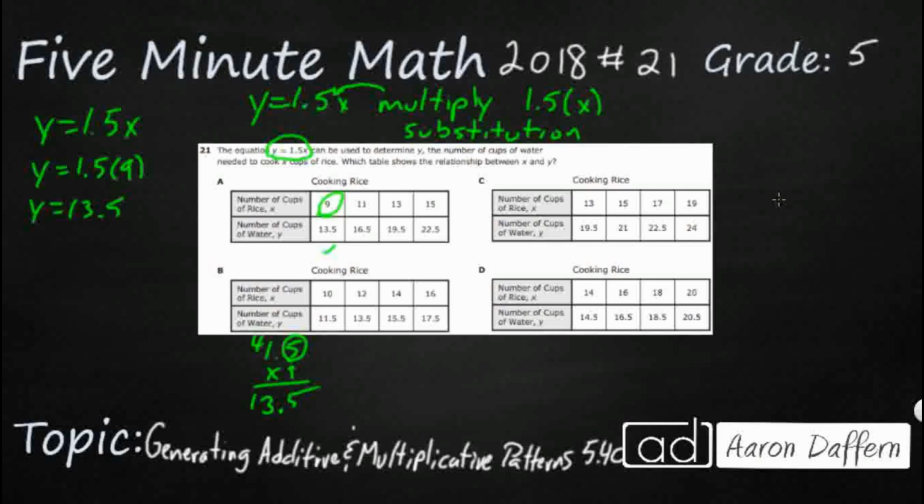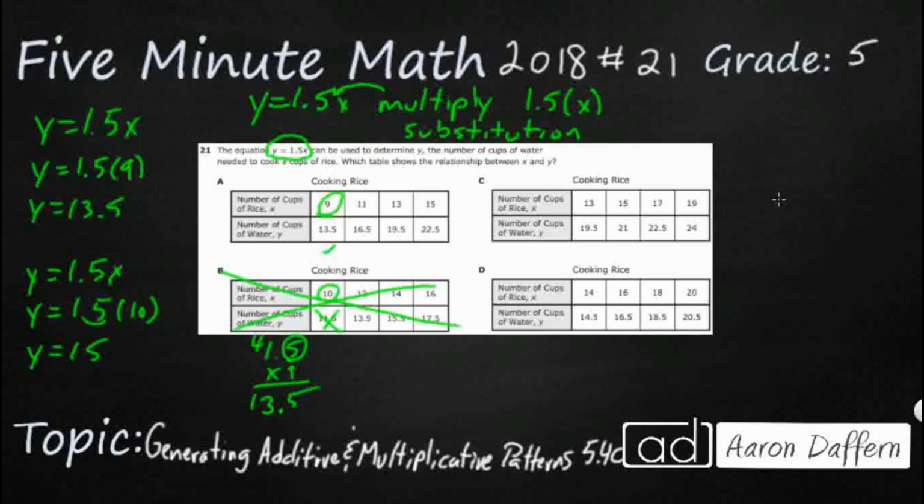Let's check what B looks like. We might be able to eliminate it. y equals 1.5x. So x is going to equal 10 now. So y equals 1.5 times 10. Multiplying by 10 is super easy, because we just move the decimal to the right. If you don't have any decimals, you just add a 0, but when you do have a decimal, you're going to move the decimal to the right, so that's going to be 15. No, so B is out, because that's not even right on the first one.